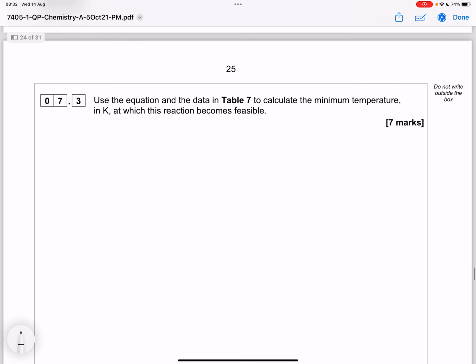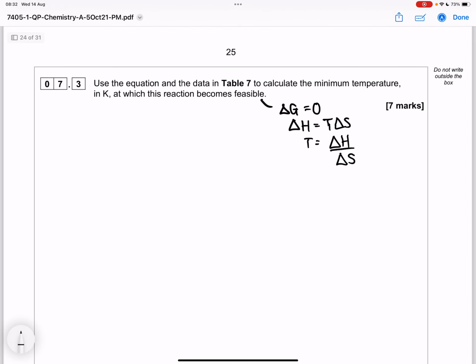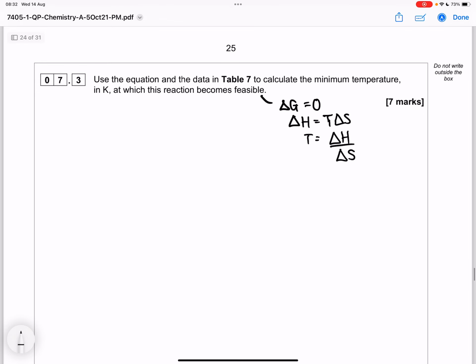Use the equation and data in table 7 to calculate the minimum temperature in Kelvin at which this reaction becomes feasible. So it's feasible when delta G hits 0. So when delta H equals T delta S, so T would be delta H over delta S. But what we'll need to do is find out delta H and delta S first.